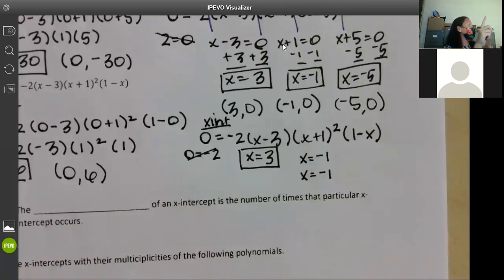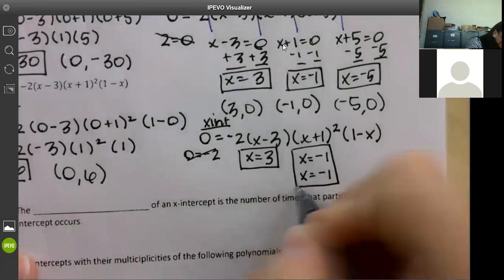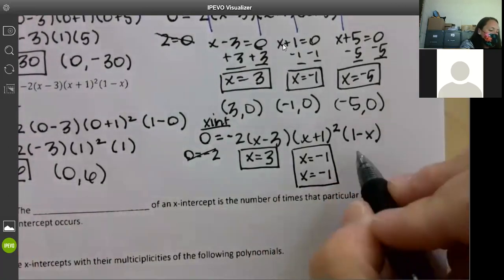If you have 6, you should have 6 solutions. Your 6 solutions, one of them could be repeated like this one, okay? So this counts as 2, and we're going to talk about how we say it in just a second. So there's 2 more. And then your 1 minus x.